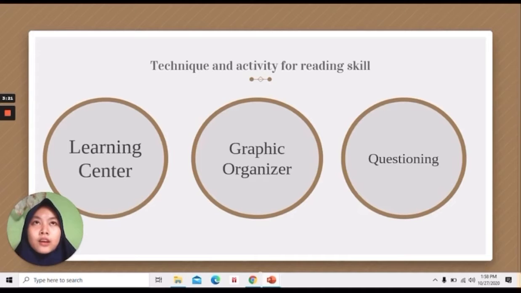Misalnya what, where, who, how. Pertanyaan-pertanyaan yang seperti itu sehingga nanti dicari dari pertanyaan tersebut jawabannya, mencarinya di dalam teks tersebut. Jadi siswa tidak perlu membaca keseluruhan teks tetapi mencari jawaban dari pertanyaan yang sudah mereka buat sebelumnya. I think that's all from me. I will give it back to my friend.